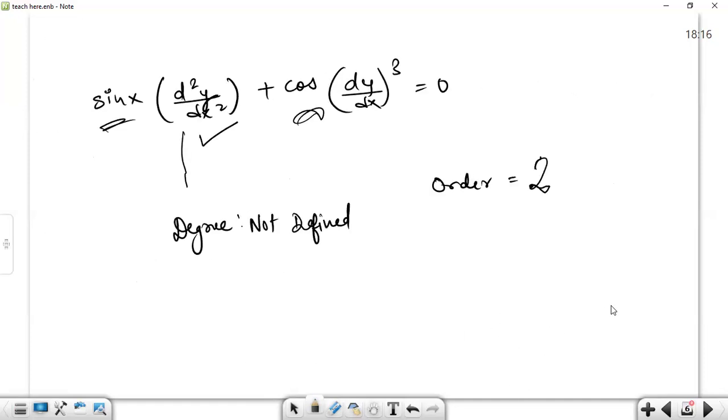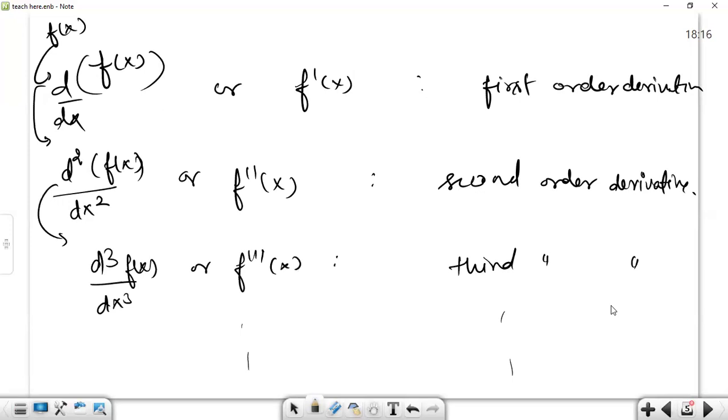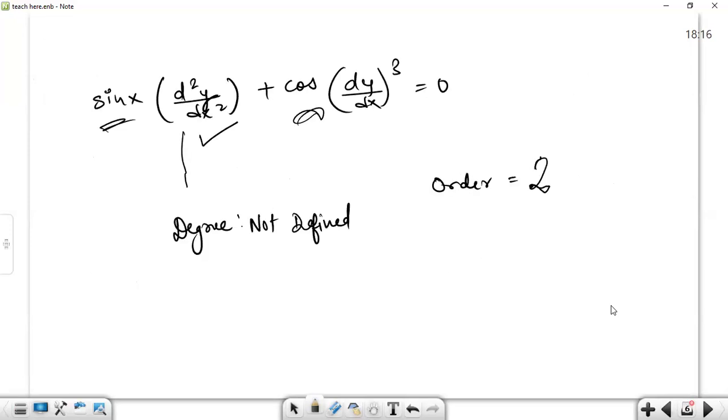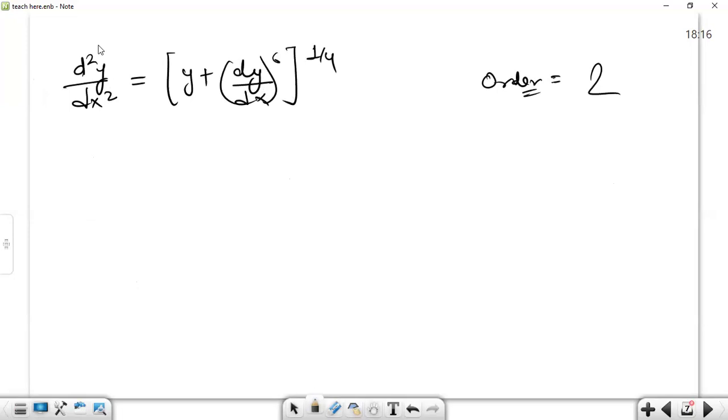Yeah, sir. Till this I'm okay. So here the order is 2 because it is the highest number of times the y is getting differentiated. Here it is 2 and here it is 1. So the order is 2 of the differential equation.